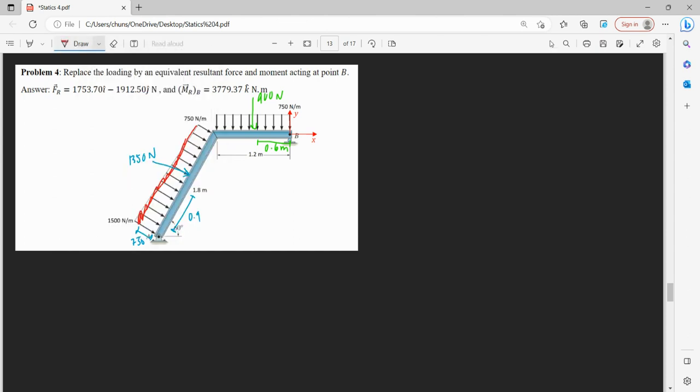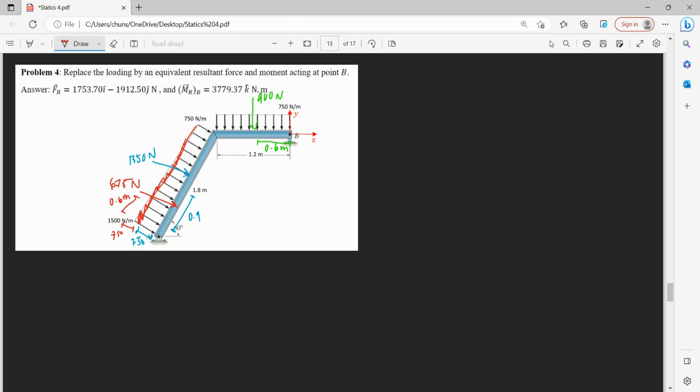And now for our triangular section, we want this height here, so then we do 1500 minus 750, and this is just 750, and it's going to act at 1/3. So if we take the area, that's 750 our height times 1.8 our base divided by 2, this is 675 newtons at a distance of 1.8 divided by 3, that's 0.6 meters.